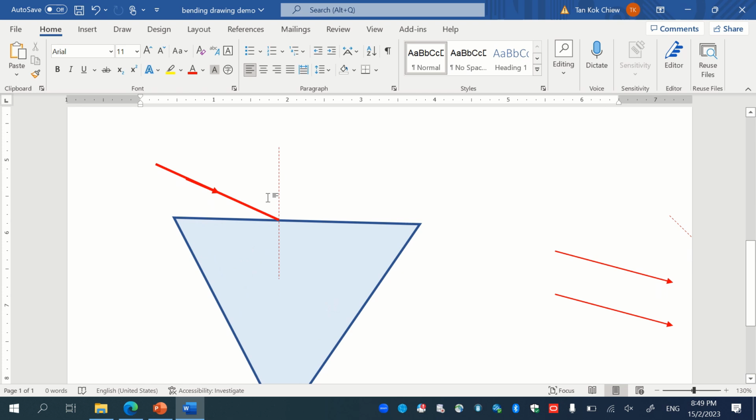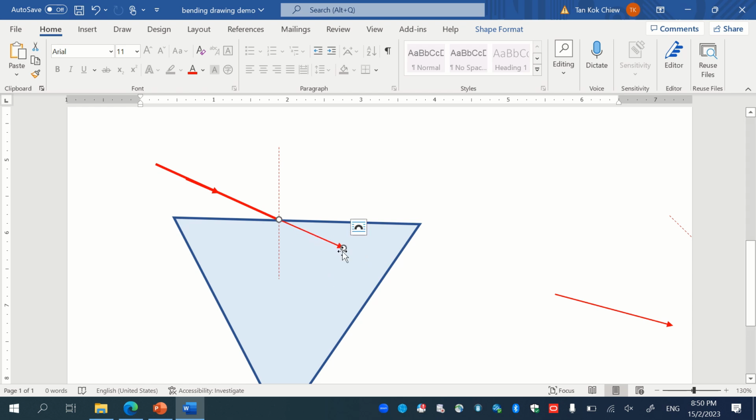Now ask yourself, the rule comes in already. Light travel from air, less dense, to glass, denser. Less dense to denser, light ray must bend towards normal line. So original path would be like that. Always ask yourself, this is the original path it would have gone through without the glass block. Without the glass block, it would have gone through straight like that. So the bending will only happen in this quadrant, where the original light beam is.